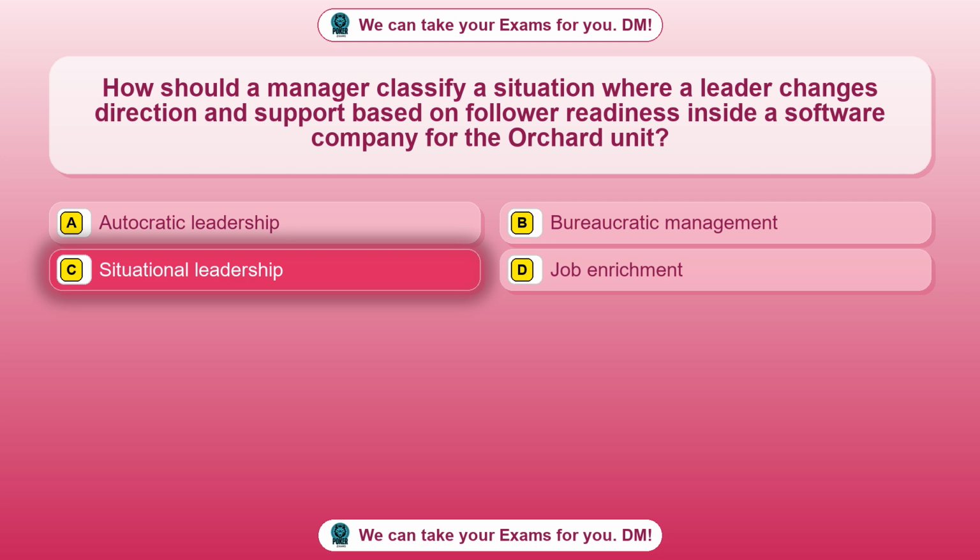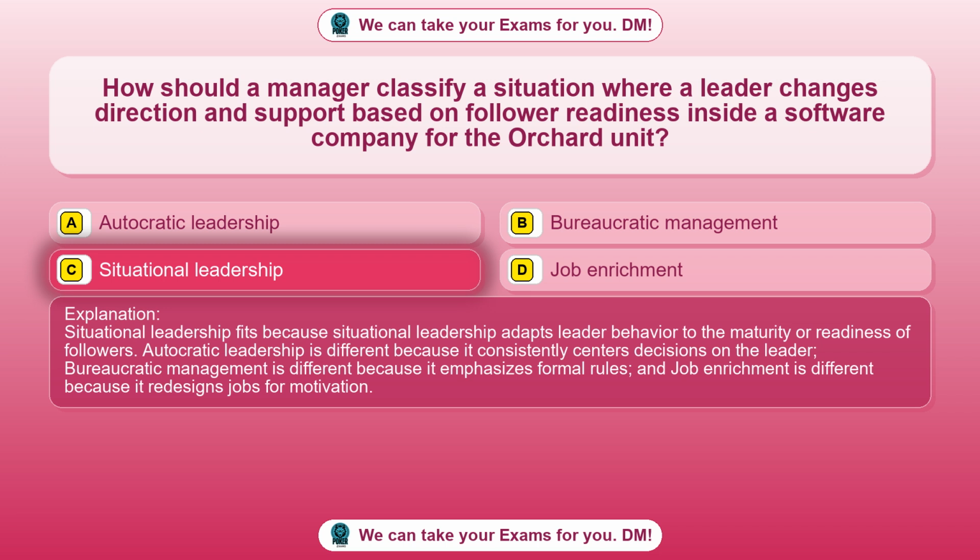Situational leadership. Situational leadership fits because situational leadership adapts leader behavior to the maturity or readiness of followers. Autocratic leadership is different because it consistently centers decisions on the leader. Bureaucratic management is different because it emphasizes formal rules, and job enrichment is different because it redesigns jobs for motivation.